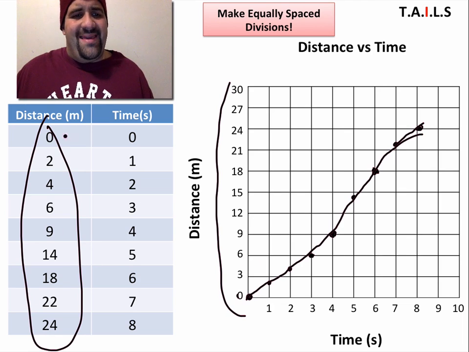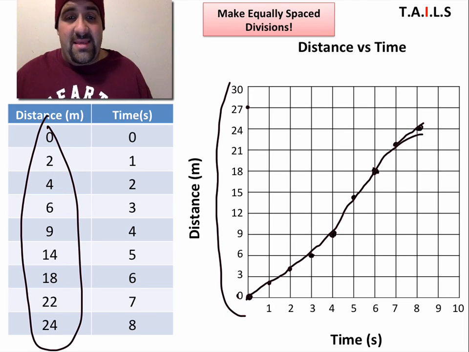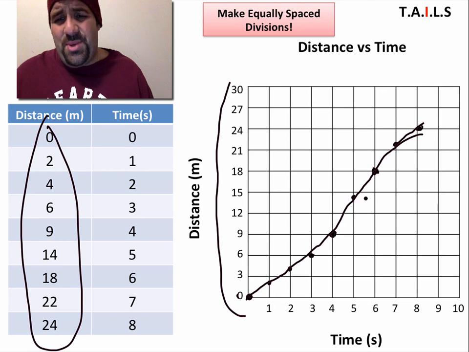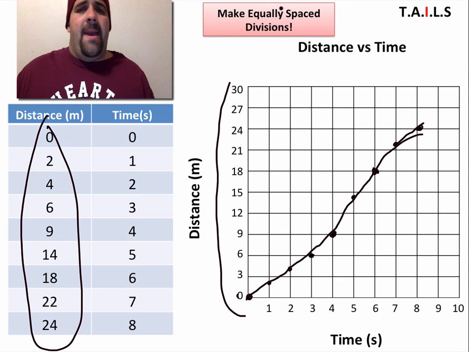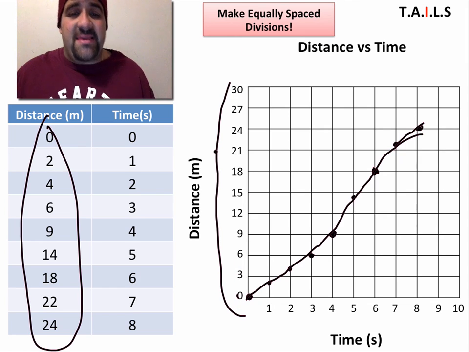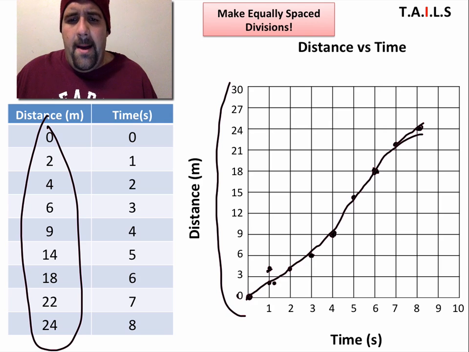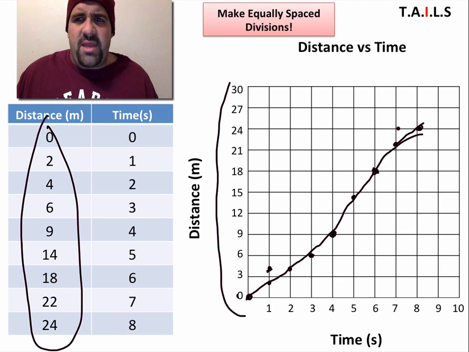So when you plot these data points as your x value or your y value intervals, it kind of skews your graph. You don't get the results you want. So always create an independent scale and make the divisions equally spaced. And so again, that's how we graph. Remember TAILS, fill the paper, equally spaced divisions.